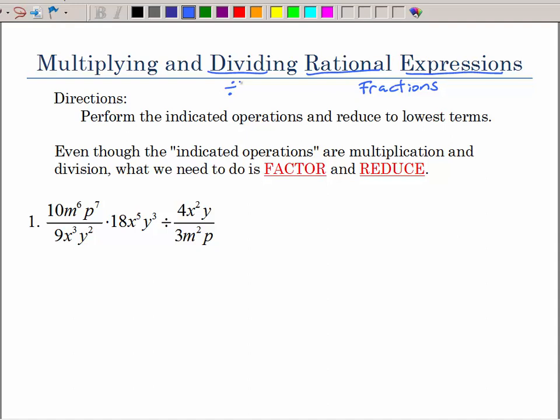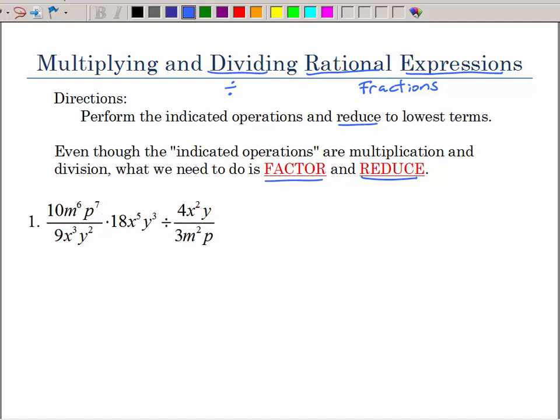But let's look at the directions you're going to see in your workbook. It's going to say perform the indicated operations and reduce to lowest terms. Even though the indicated operations are multiplication and division, you're really not multiplying and dividing. Your objective is to factor and reduce. And amidst that factoring and reducing, we actually will be doing some multiplying and dividing.